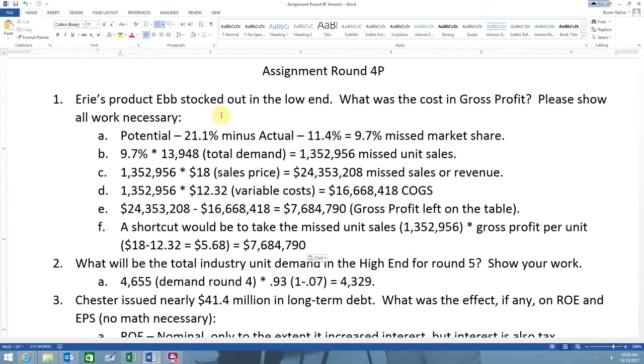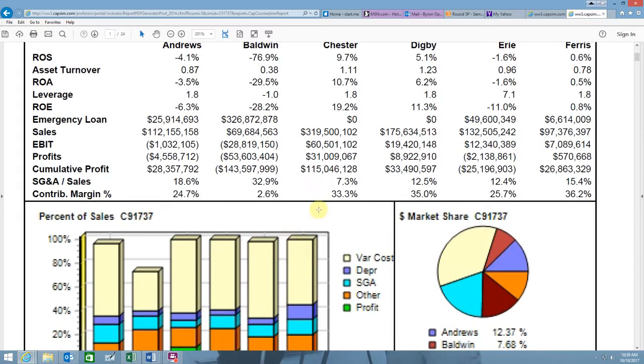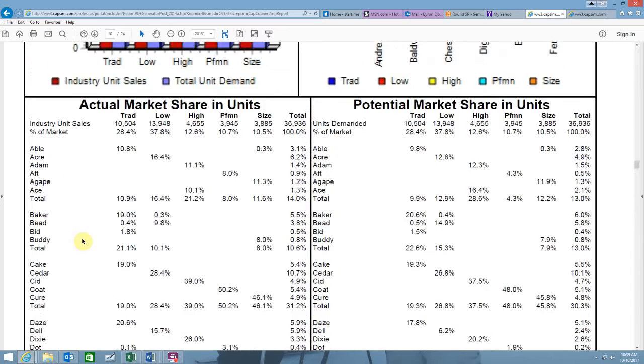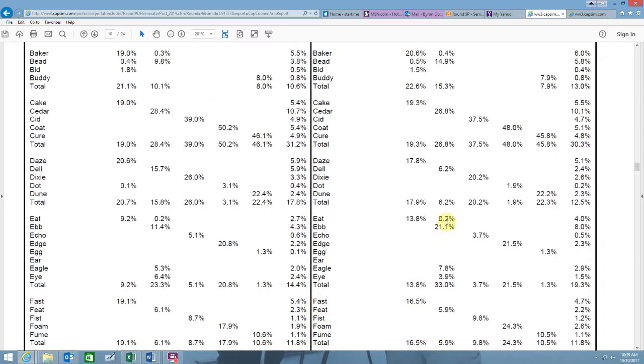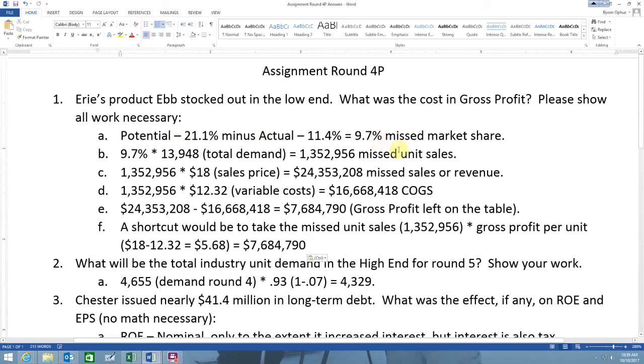Here we go. So first, the potential was 21.1, and the actual was, and we'll take a look here if we're looking at Ebb. Yep, potential versus actual. So we got 21.1, and the actual was 11.4. So it missed out on 9.7% of the market share, right?